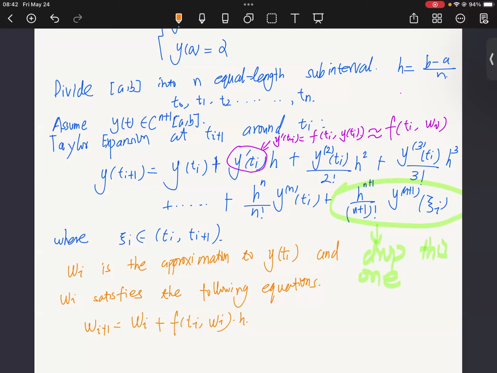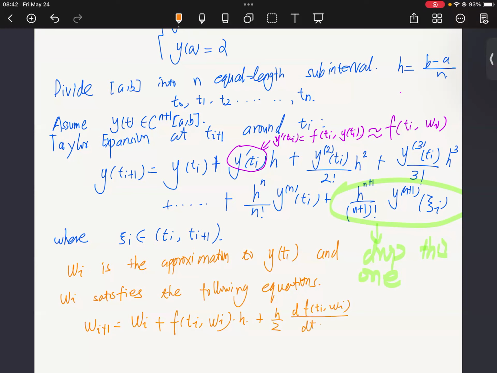So here we got h divided by 2, and then df at Ti. This means that we get the first derivative of the f function, and then we evaluate the derivative of f at the point Ti and Wi. For the rest of the terms we are doing the same thing, and this is just the second derivative of f with respect to the time variable, evaluated at Ti and Wi.